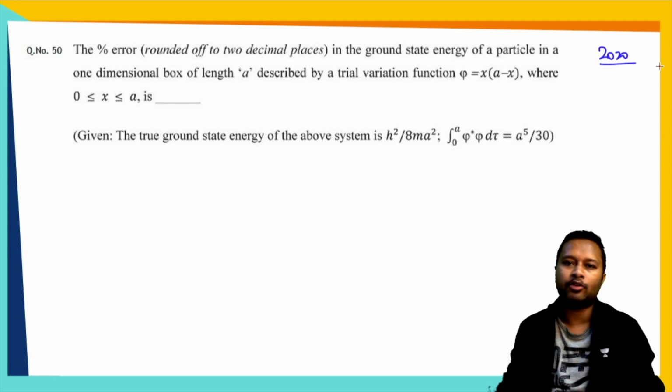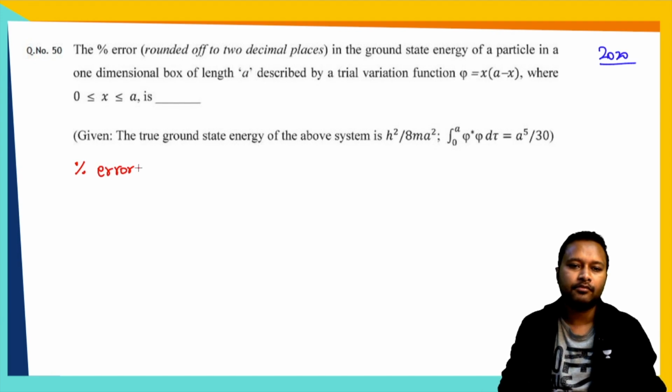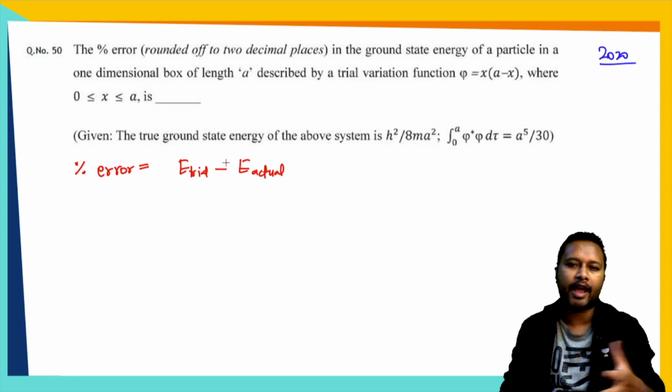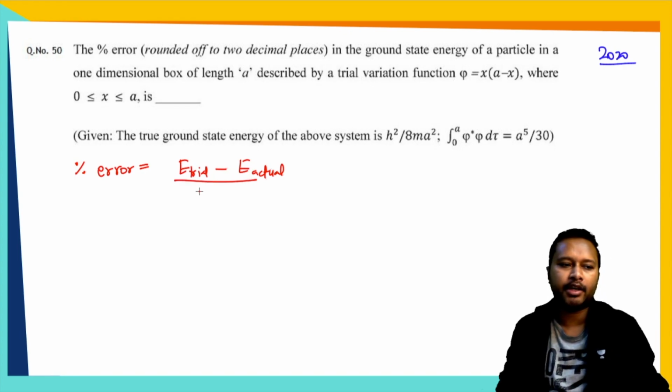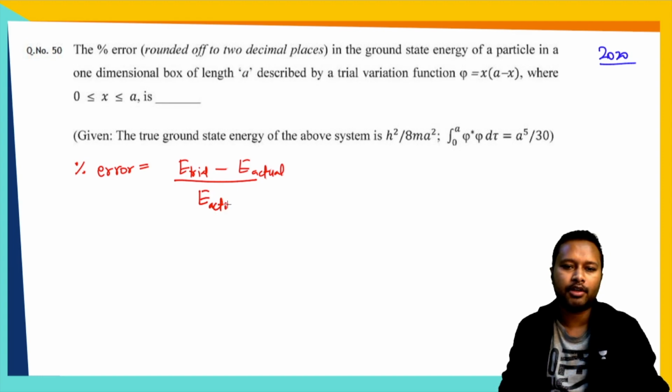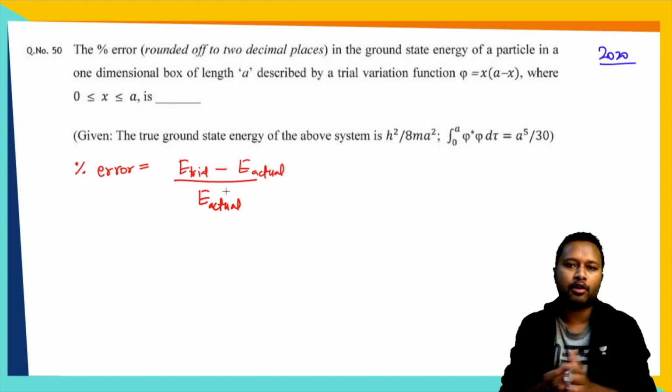Let's try to see how it will be done. The first thing is you have to know the formula for percentage error. So percentage error can be calculated as E trial minus E actual, or E true, you can write actual or true, both make the same sense, divided by E actual or E true. So this is the formula to calculate it.